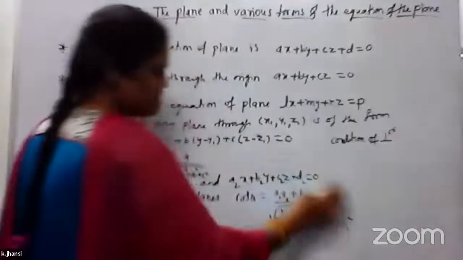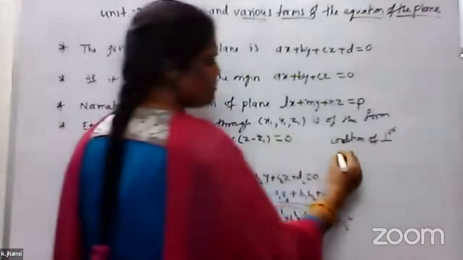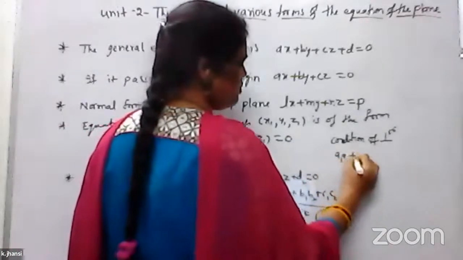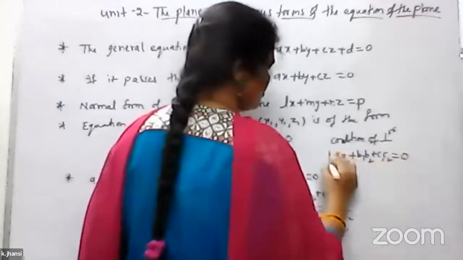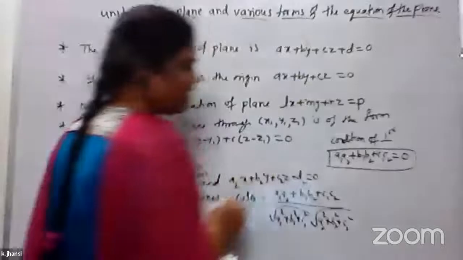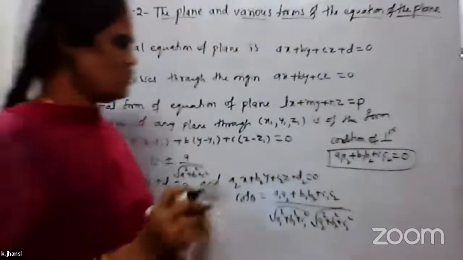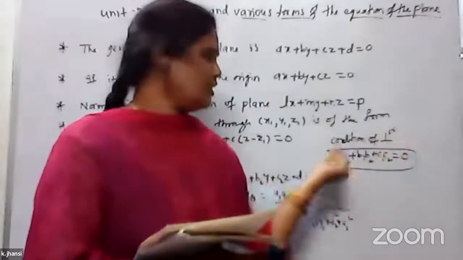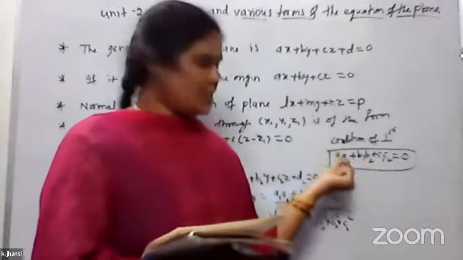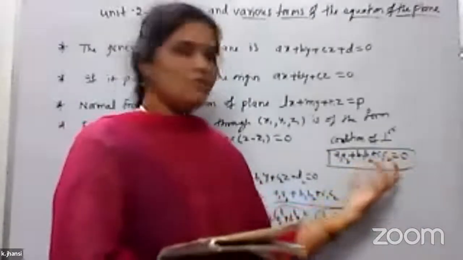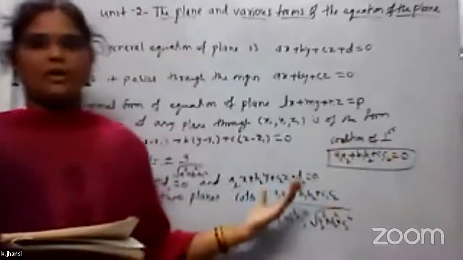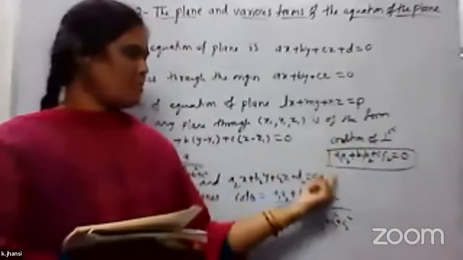So perpendicularity means whatever the numerator is there, that is equal to 0. That is a1 into a2 plus b1 into b2 plus c1 into c2 equals 0. So whenever two planes are given in the problem and you are asked to find the condition of perpendicularity, then you can compare the direction ratios a1, a2, b1, b2 and c1, c2. When you equate it to 0, you can show that they are perpendicular to each other. So this is the condition of perpendicularity.